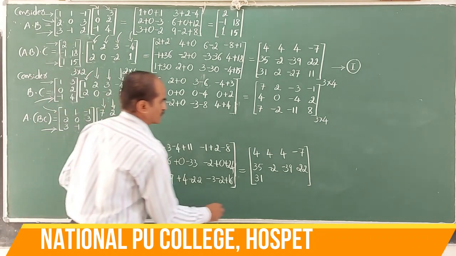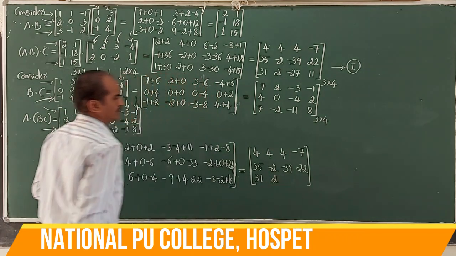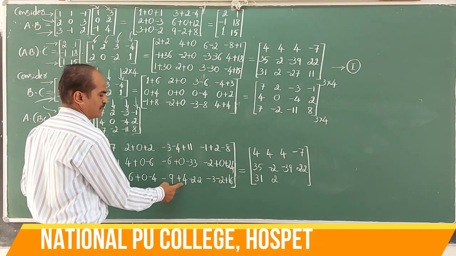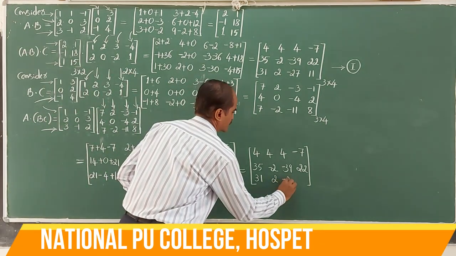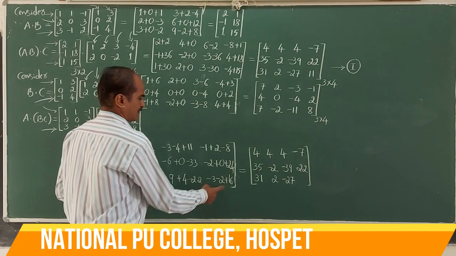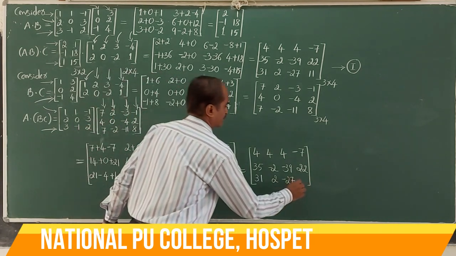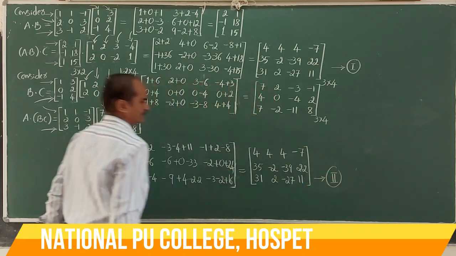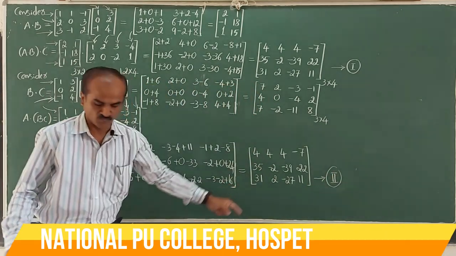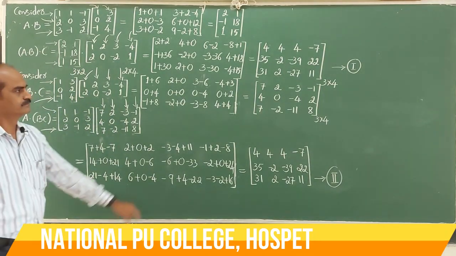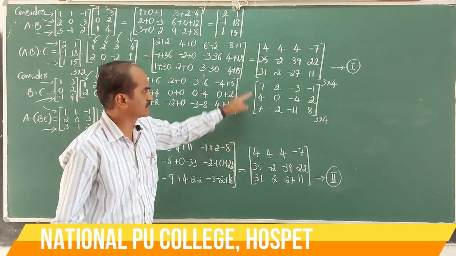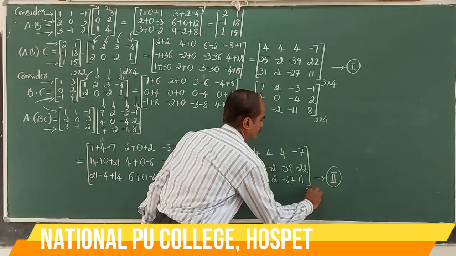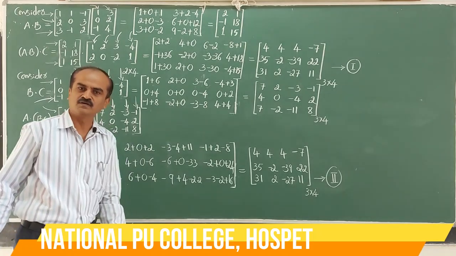6 minus 4, it is 2. Minus 9 plus 4, minus 5. Minus 5 minus 22, minus 27. 16 minus 5, it is 11. Now observe the RHS of equations 1 and 2. They are one and the same matrix, because the order is the same, 3 by 4, and the corresponding elements are also the same.